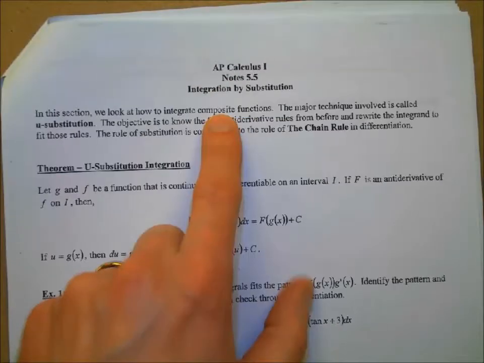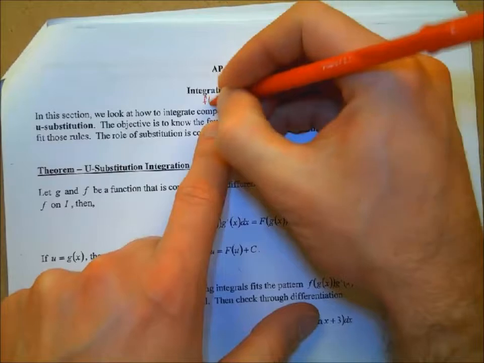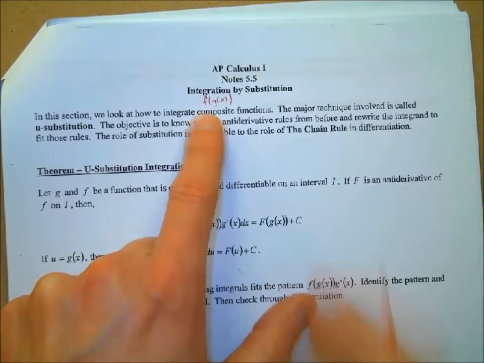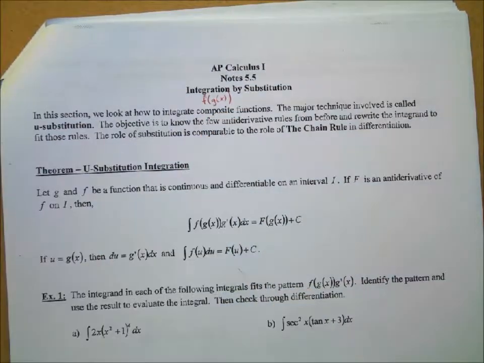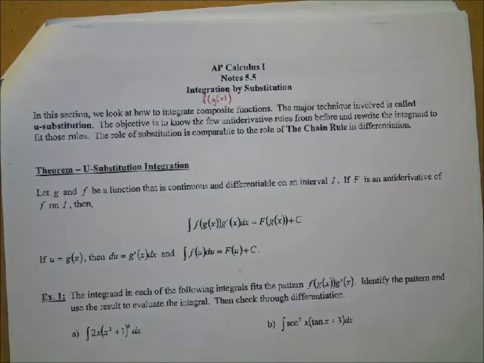So in this section, we look at how to integrate composite functions. Remember composite functions? That's when you have a function inside of another function, like f of g of x. The major technique involved, like I said, is called U substitution, just because u is the designated variable that we use. You could just as easily use a w or a v, whatever variable you want, but typically it's a u.